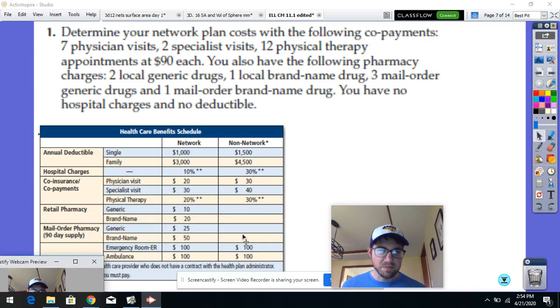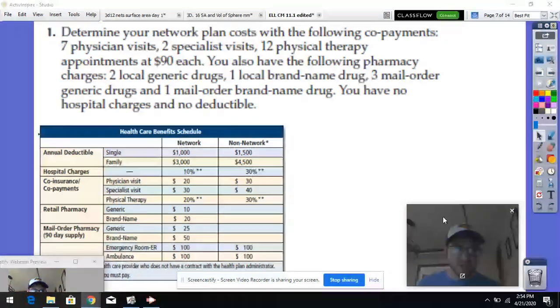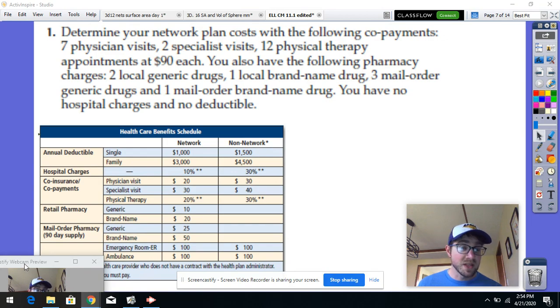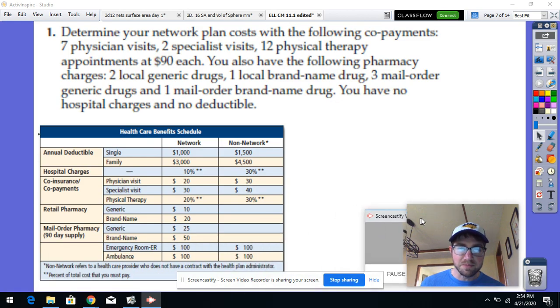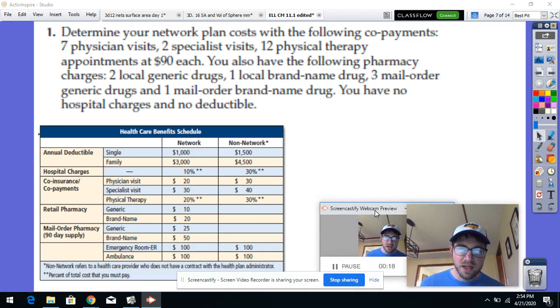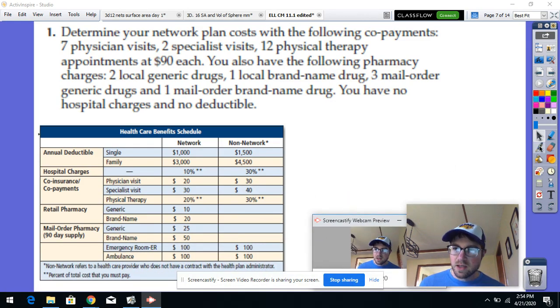Good afternoon, everybody. I wanted to take a few minutes and look at some of these problems with the healthcare plan costs and show you how we could use this table and figure out somebody's costs. So just running through this. Let me read through the problem first, and then we'll go back and look for the important details.